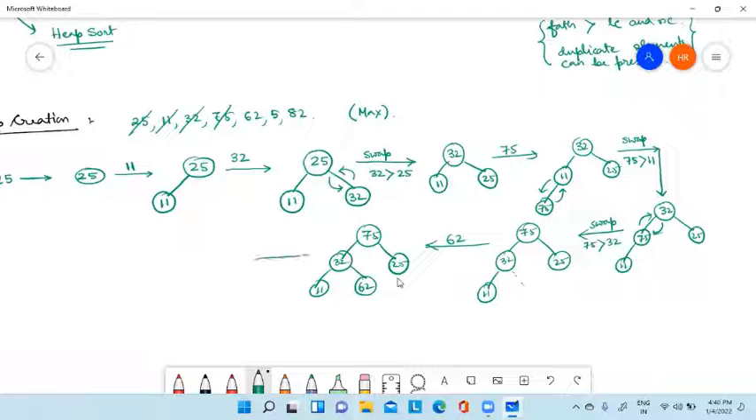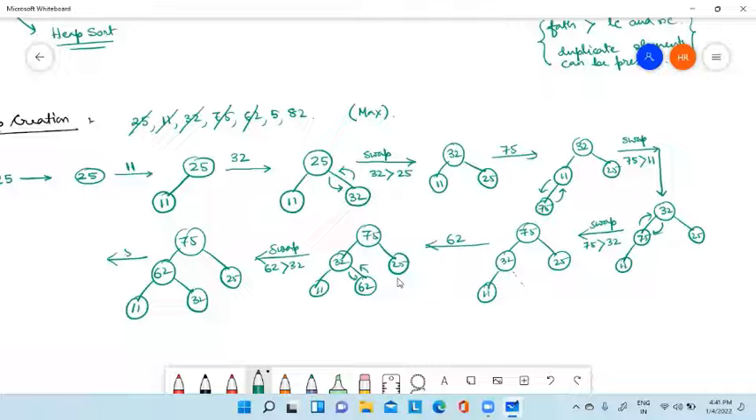Now again 62 is greater than 32. So interchange. These two will be interchanged. Now the picture becomes 75, 62, 11, 32, 25. Okay, done. Now 5 will be added into this position. So the picture becomes 75, 62, 25, 11, 32, 5. Now 5 is smaller, so it is a max heap.